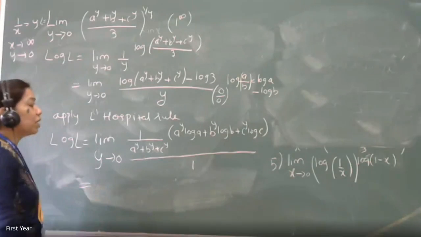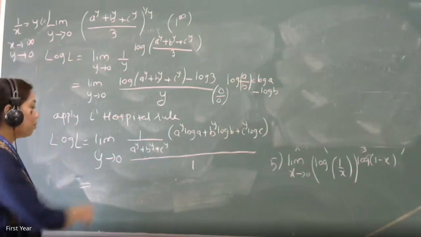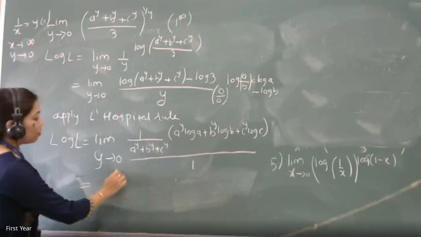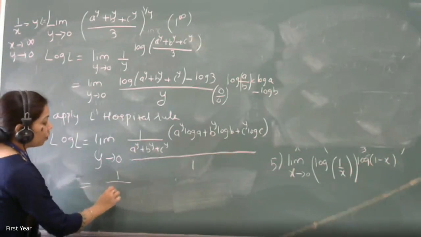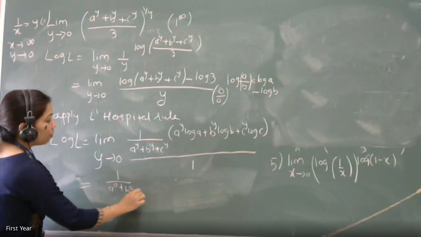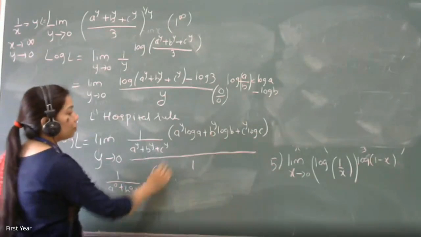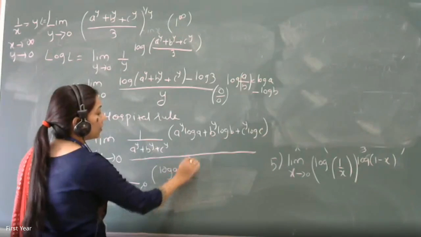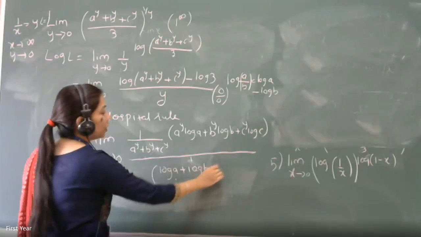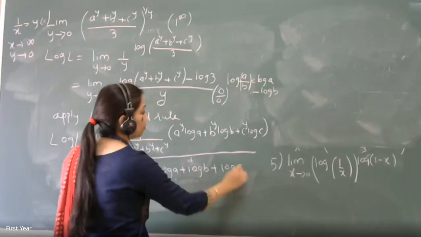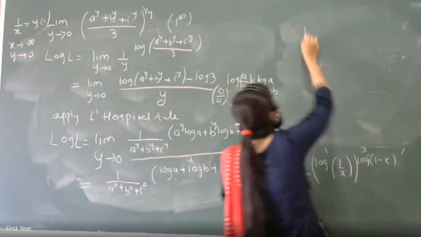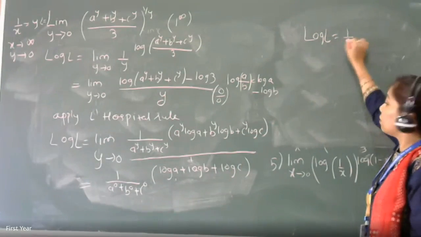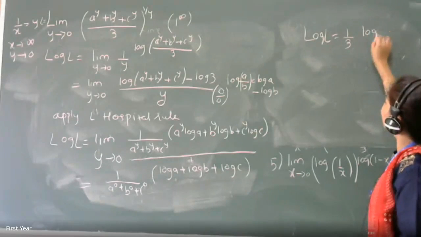Check which way is becoming easier, whether using that formula or by this method, and whichever you feel comfortable, you can solve. So when you put y equal to 0, this is a raised to 0 plus b raised to 0 plus c raised to 0, into a raised to 0 log a plus a raised to 0 log b plus a raised to 0 log c. And therefore your answer of log A will become 1 by 3 log of a, b, c.